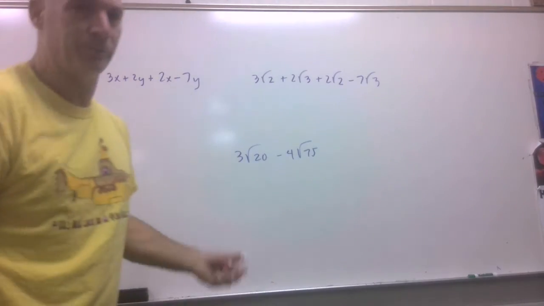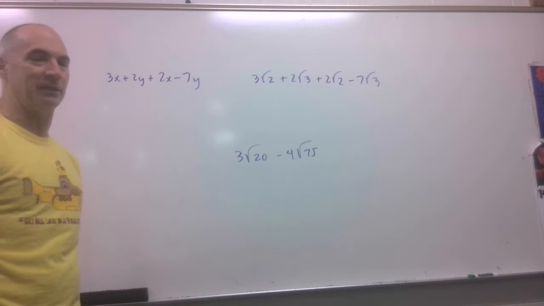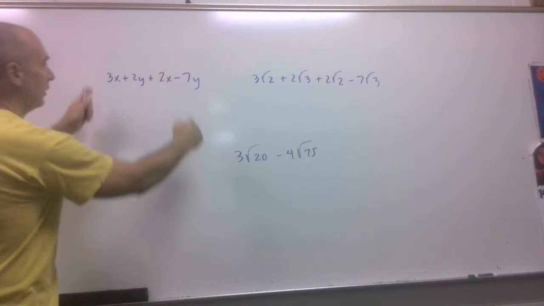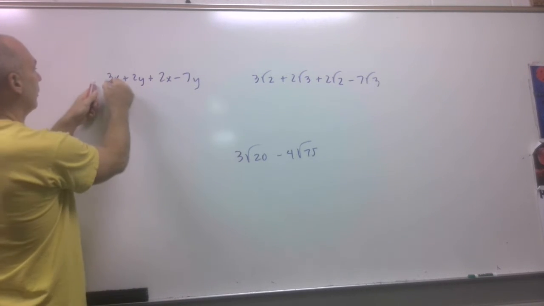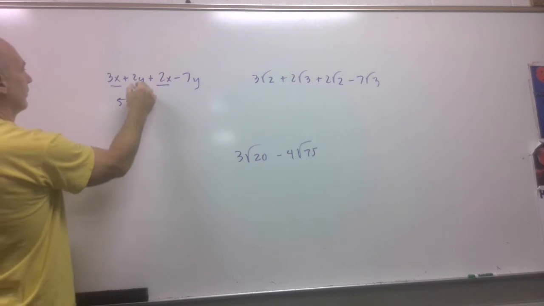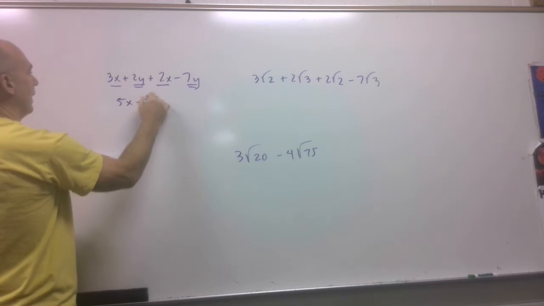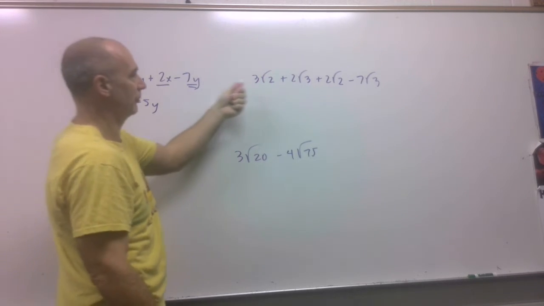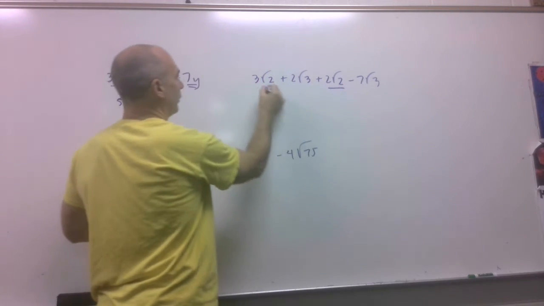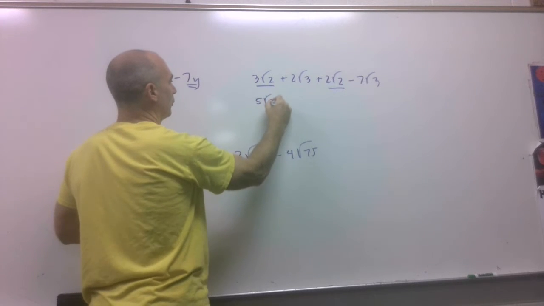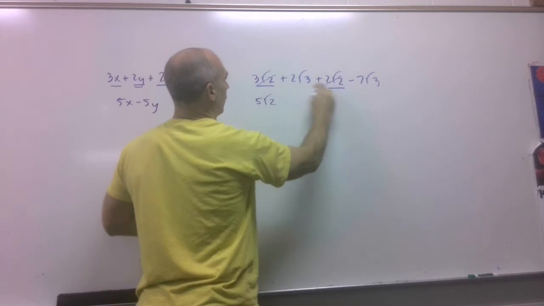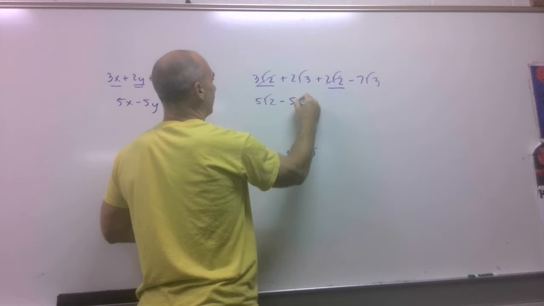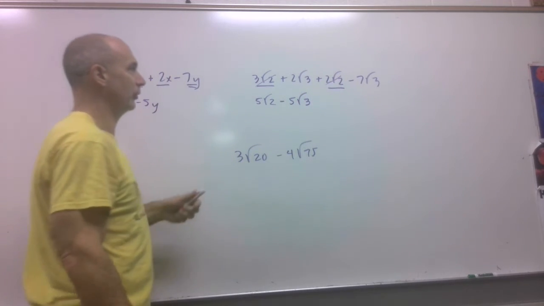All right, now they're introducing you another review concept, looking for like terms. So way back in the day, you had said, hey, those are 5x, and these are like terms, so minus 5y, and you'd say, I'm done, because you can't add not like terms. Over here, we got 2 square root of 2, 3 square root of 2, that's just 5 square root of 2. And then 2 square root of 3 minus 7 square root of 3 is negative 5 square root of 3, and that's all the farther you can go.